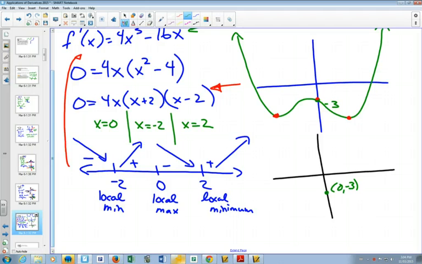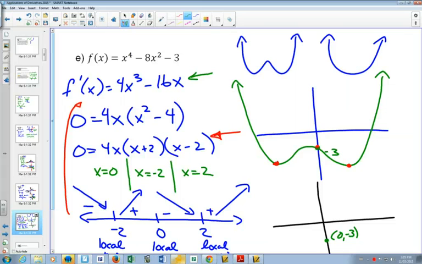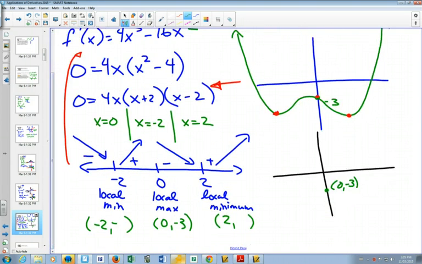And when I plug in 2, now if I want to find these points, 0, negative 3, negative 2 comma something, and 2 comma something, I have to go to my original equation because I'm trying to find points on my original graph. So now I'm going back up to here, plugging in negative 2 and 2. I'm going to get 16 minus 32, negative 16 minus 3, negative 19. This one will also give us negative 19.